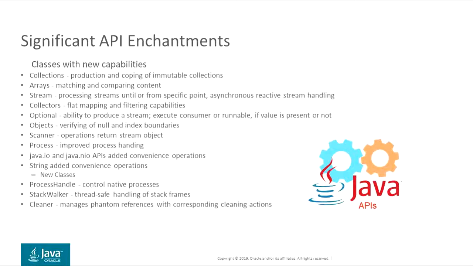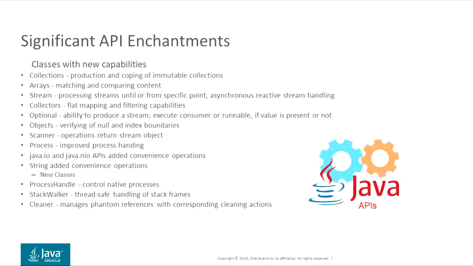Oh, quite a lot of them, really. There are things happening with collections, like, for example, producing and copying an immutable collection of values, matching and comparing content in arrays, various new methods there, processing streams with until or from specific point logic, and also creating asynchronous reactive stream handling. These are the new features.